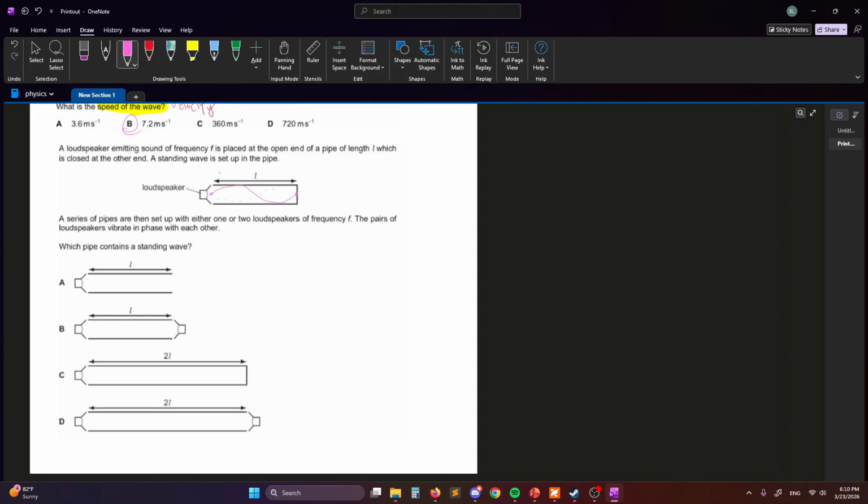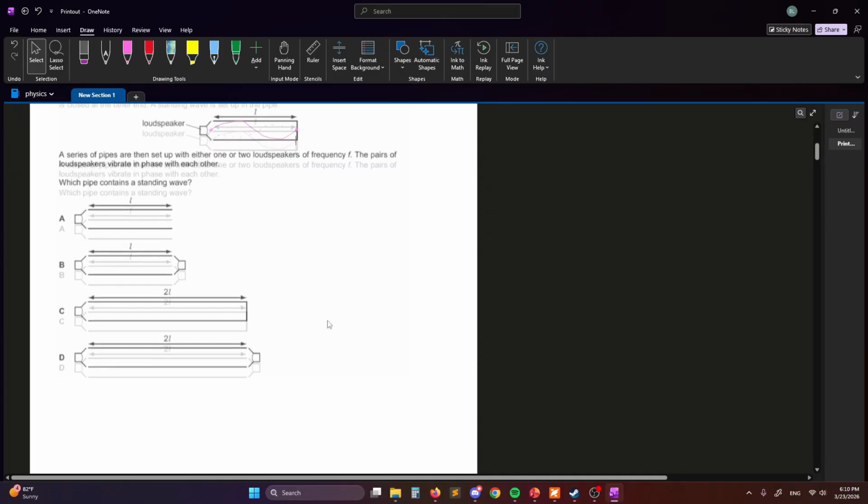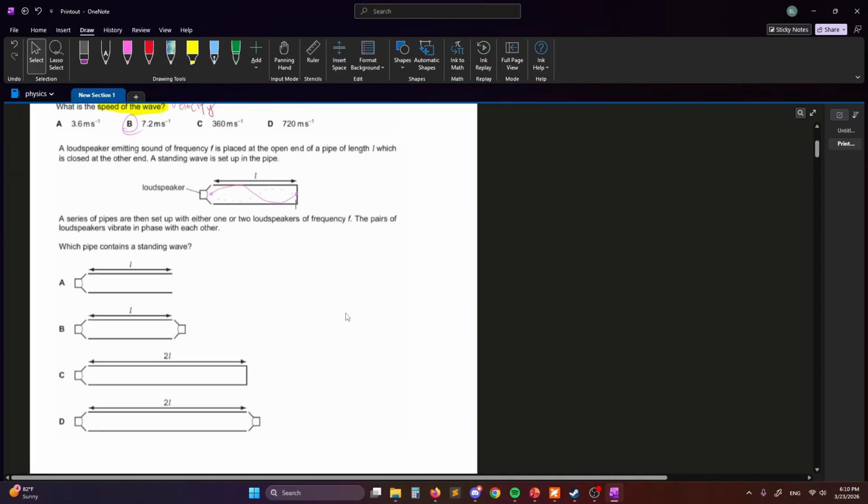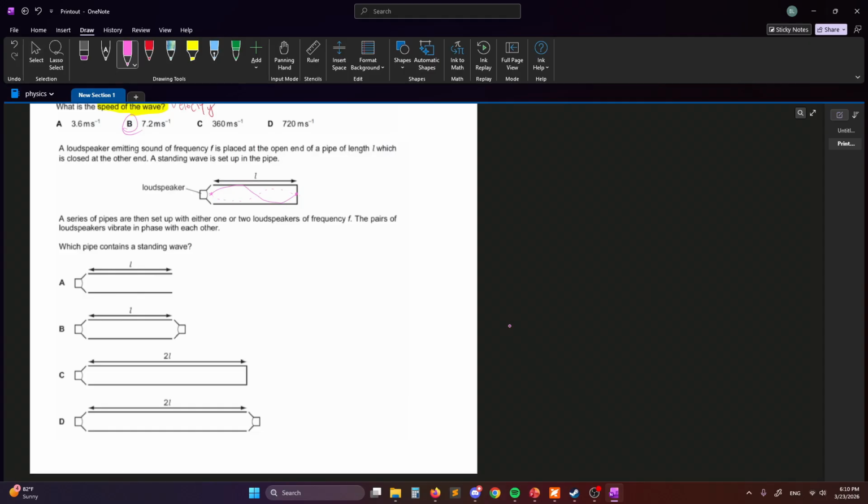So this is essentially what a standing wave is, and if you've seen the experiment, I'll probably post a link later. It'll make a louder sound at certain frequencies. So we're trying to emulate this type of pattern in our 4 choices down here, basically. So which of these can contain a standing wave?